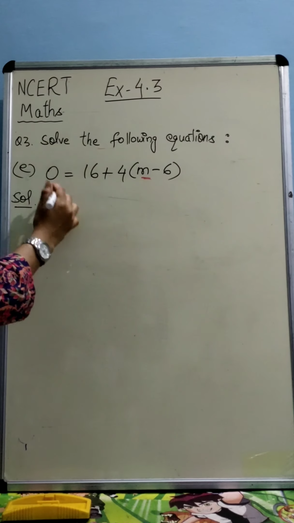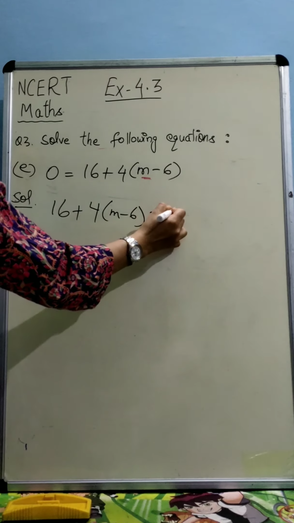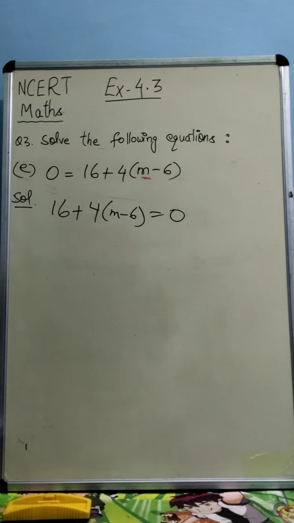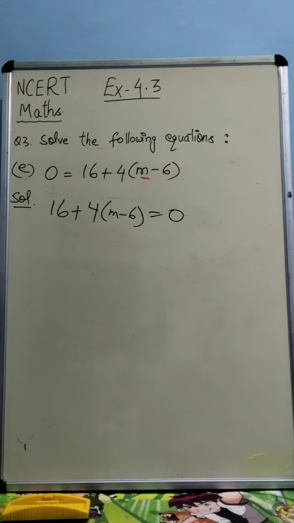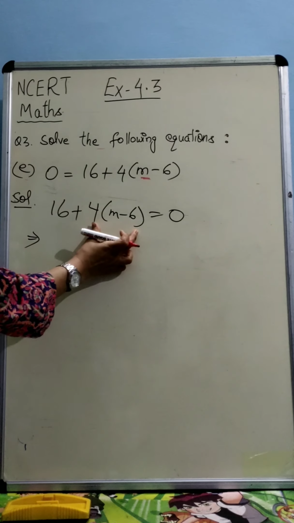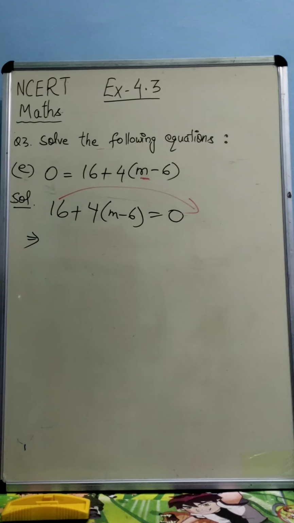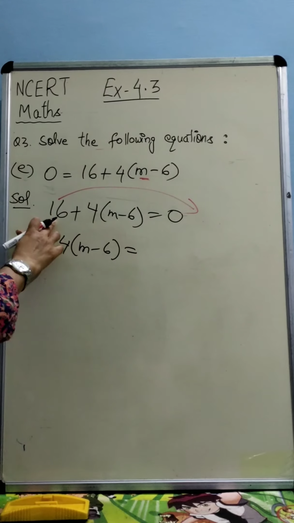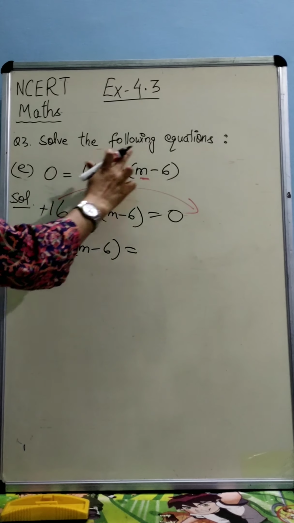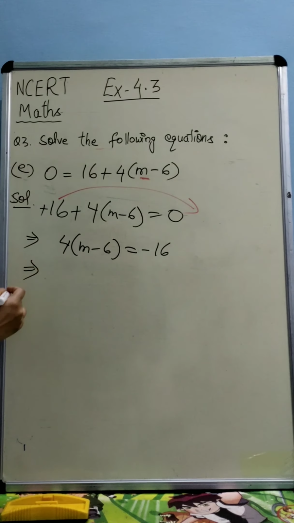So this RHS we can write in the LHS and the 0 on the RHS. It is the same. A is equal to B or B is equal to A is same. So what will be the next step? See, m is in this term, so this will remain in the LHS. This we will transpose. So what we will have? This 16 is plus 16. So while transposing it, it will become minus 16.